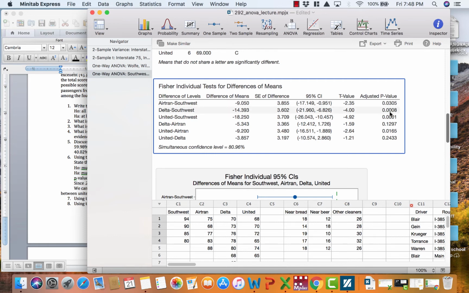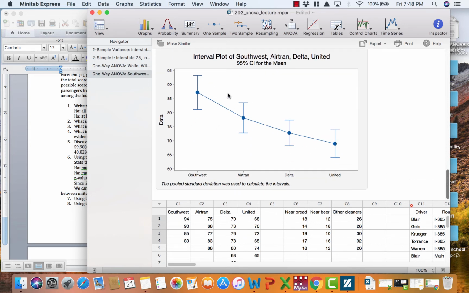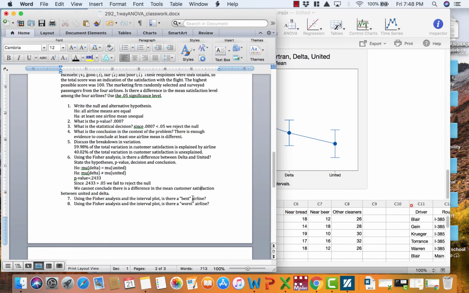Delta Southwest, that p-value is 0.0008, less than 0.05, so Delta and Southwest are different. United Southwest, p-value 0.0001, less than 0.05, so United and Southwest are different. So Southwest is significantly different from the other three airlines, and Southwest sits atop the other three, so we can say that Southwest is the best brand for customer satisfaction.